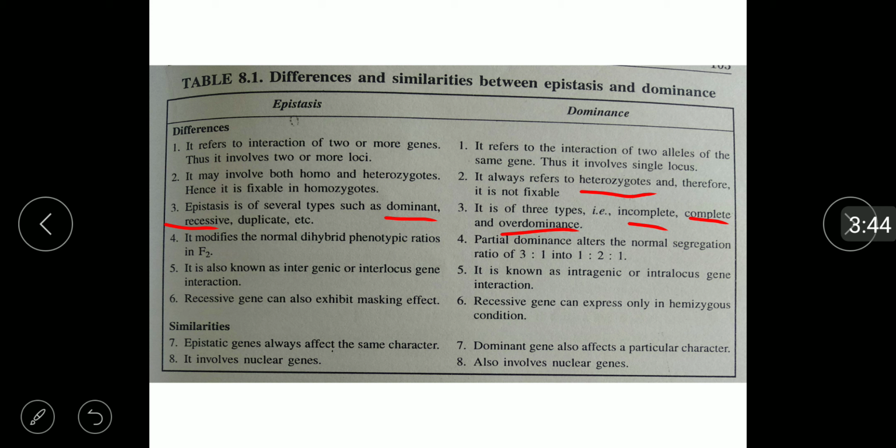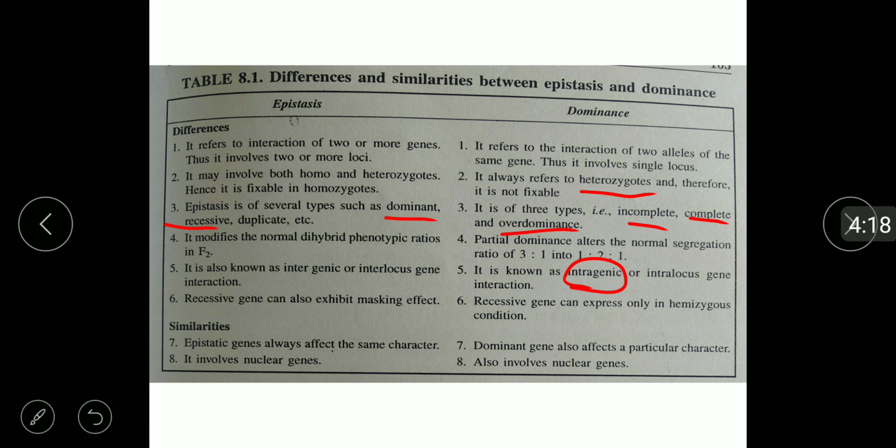With respect to epistasis, it modifies the normal dihybrid phenotypic ratio in F2, and partial dominance alters the normal segregation ratio 3:1 into 1:2:1. Partial dominance or incomplete dominance. Epistasis is also known as intergenic interaction. Intergenic means between two or more genes, intergenic or interlocus. But dominance is all intragenic.